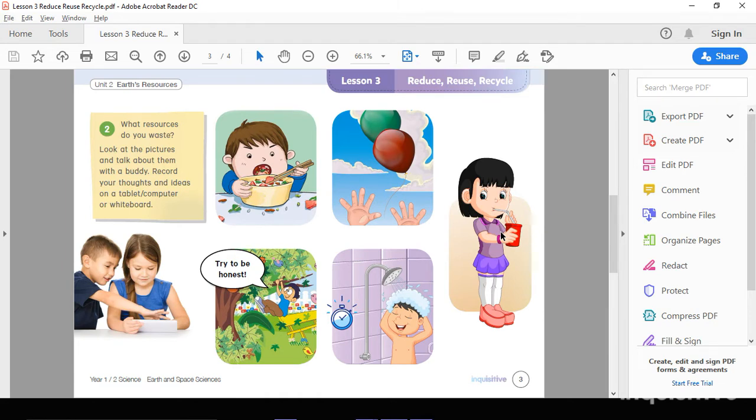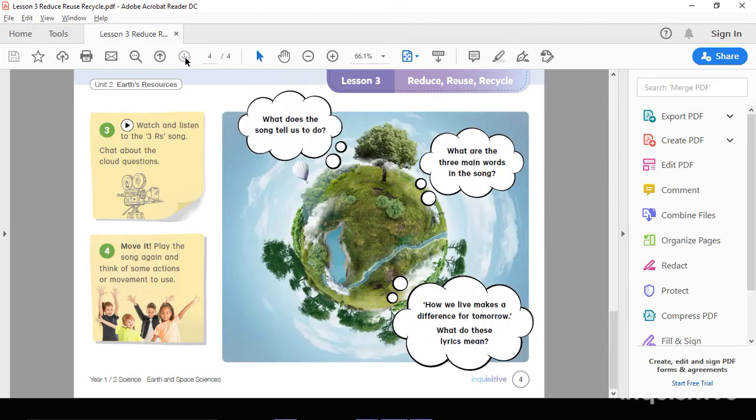Thank you for rejoining me. Let's continue onward. Ooh, we've got a song. Watch and listen to the 3 R's song. And it says chat about the cloud questions. Okay, these are the cloud questions. So it says, what does the song tell us to do? What are the 3 main words in the song?